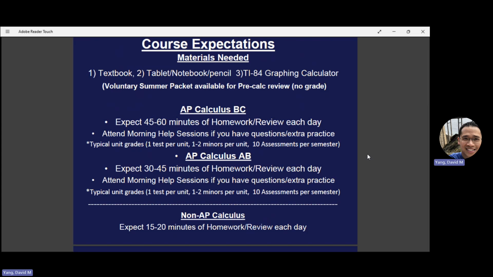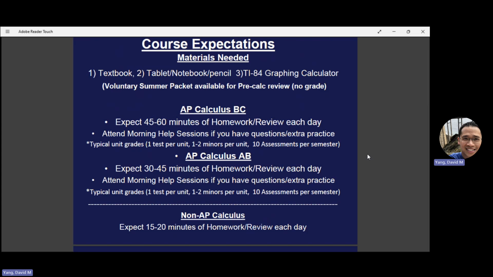The expectation for AP Calculus BC, because of the amount of content that is covered, is 45 to 60 minutes of homework and review each day. I also provide 1 or 2 help sessions per week, so students are encouraged to come to those help sessions if they have any questions or if they just want extra practice. And for typical unit grades, we have 10 assessments per semester, usually about 1 test per unit and 1 to 2 minor assessments per unit. And that goes the same for AB and BC.